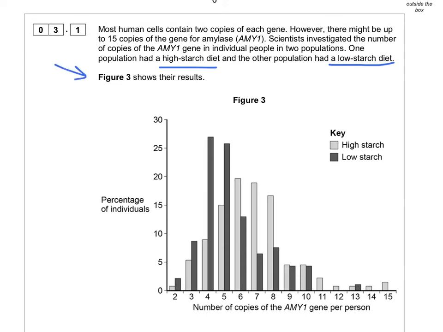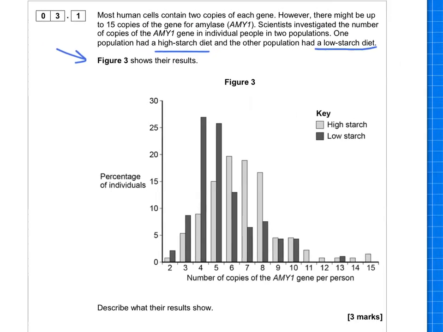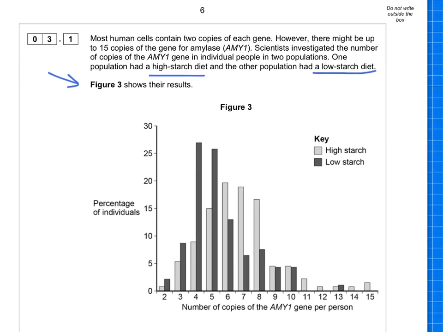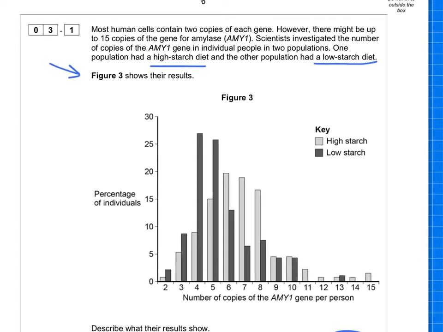Figure 3 shows the results, which we'll talk about in a second, but looking at the question, they want you to describe what the results show, and they're going to give you a whopping great big 3 marks for doing this. So let's have a look at the graph and let's talk about how to tackle this type of question. The graph shows the percentage of individuals going that way, and then on the x-axis is the number of copies of the AMY1 gene per person.